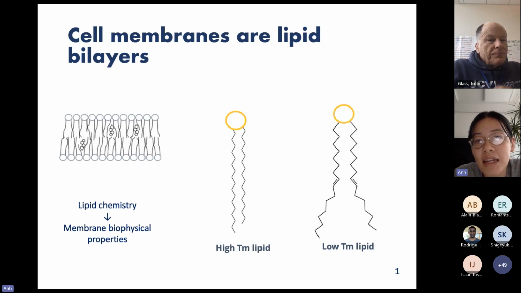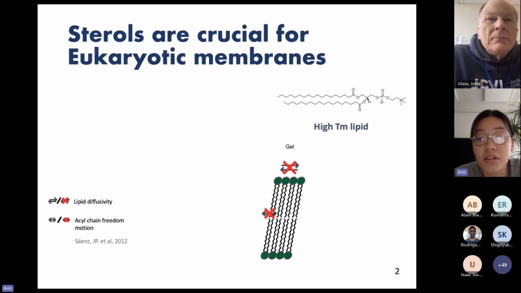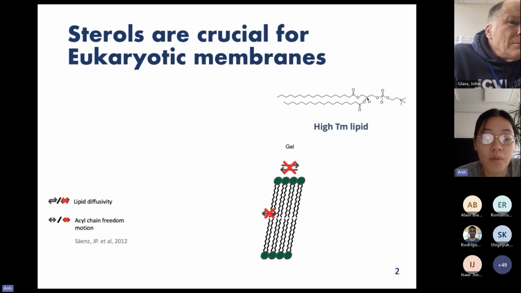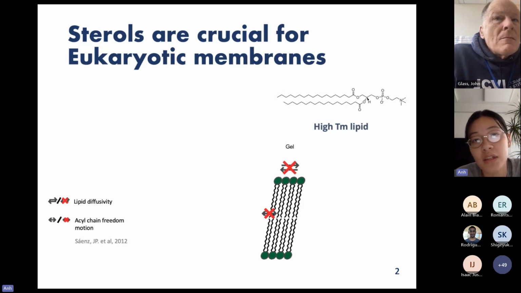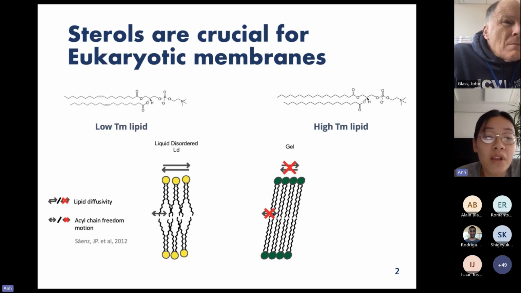And what does that actually mean? It means that in normal condition, at room temperature, a high melting temperature lipid can form a gel phase. This will restrict the lipid diffusivity, therefore multiple enzymatic processes cannot take place as they would like to. But if you have a low melting temperature lipid, the lipid would be in a liquid disordered state, and then the membrane might not be as robust towards outside forces.